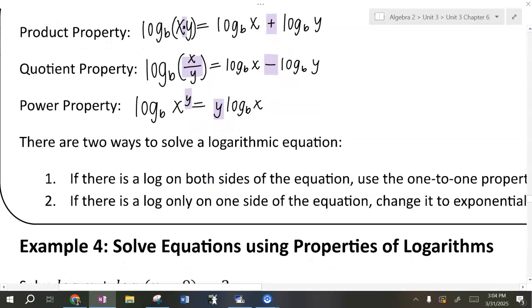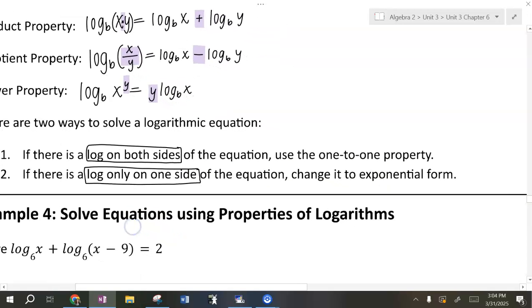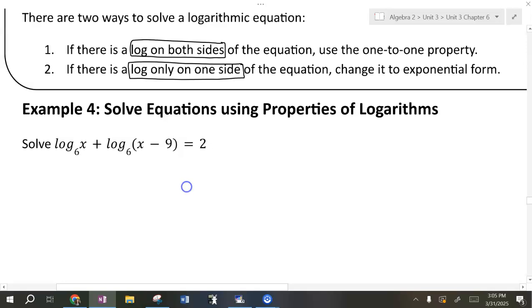Okay, depending on whether there is a log on both sides of the equation or a log only on one side of the equation, that's going to tell you what to do. If it's on both sides, you just use the one-to-one property, similar to with exponents, when we got the bases the same and then dropped the bases and set the exponents equal. It's similar to that. Whereas if there's only a log on one side, you're going to have to change it to exponential form. Let's take a look first at this example 4.